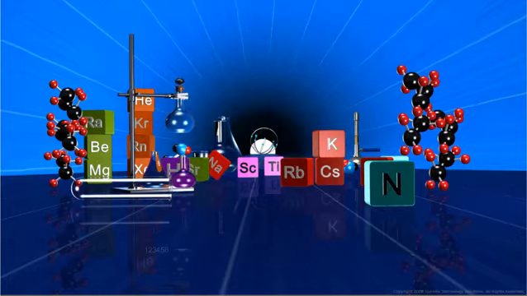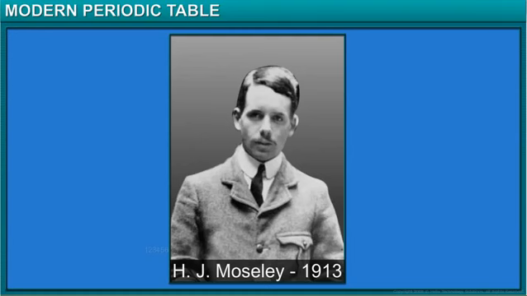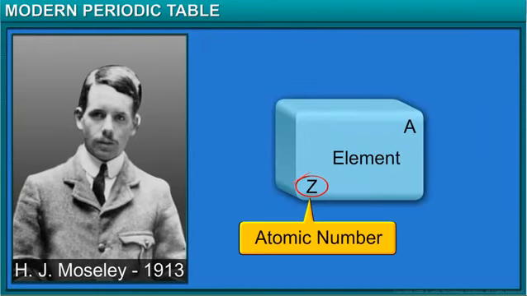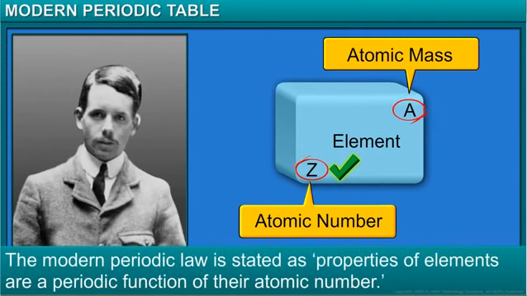In this module, you will learn about the modern periodic table. In 1913, Henry Moseley showed that the atomic number of an element is a more fundamental property than its atomic mass. So, Mendeleev's periodic law was modified and atomic number was adopted as the basis of the modern periodic table. The modern periodic law is stated as: properties of elements are a periodic function of their atomic number.